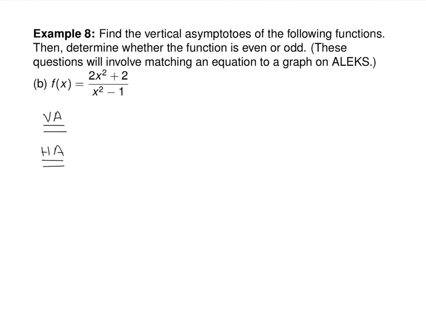So this one, what are the vertical asymptotes? X equals plus or minus 1, very good. This one has an HA at y equals 2. And so use that to eliminate some of the guesses, and then check for evenness or oddness.